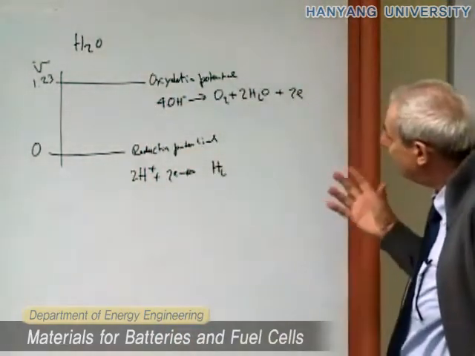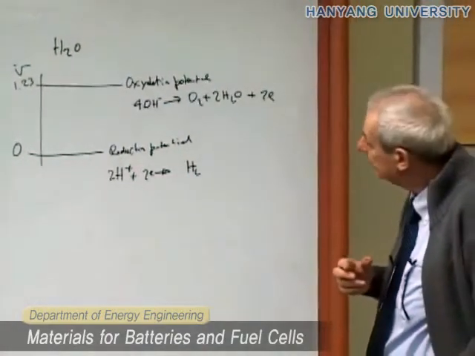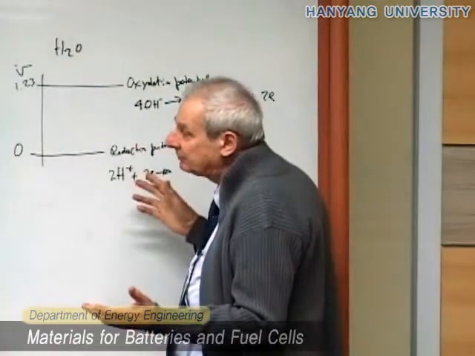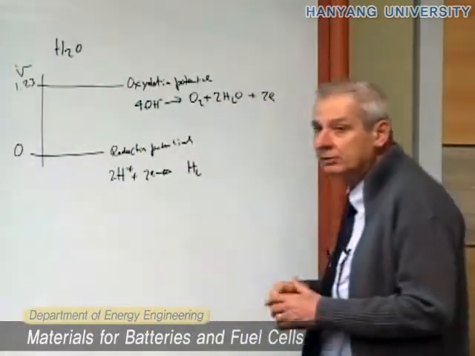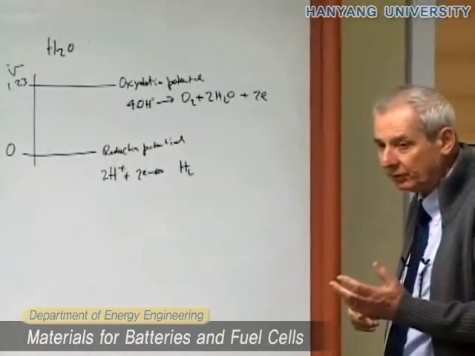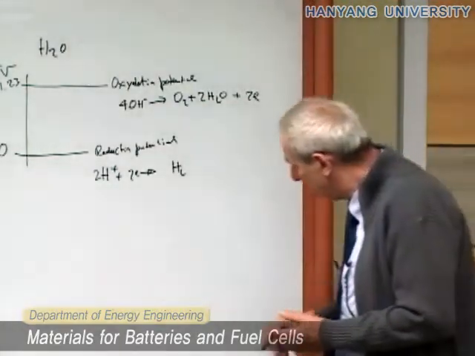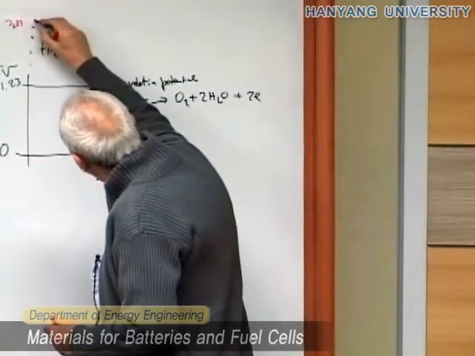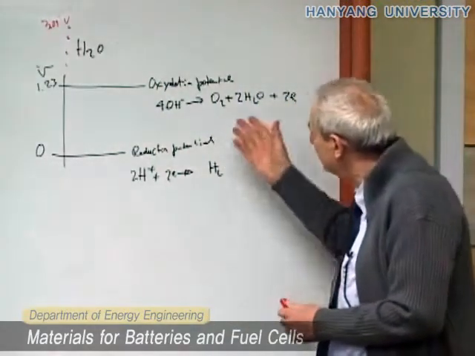What does that mean? That means that if we have an electrode couple which operates between 0 and 1.23 volts, then water can be used. But if we have an electrode couple which operates above or below this interval, water cannot be used. In fact, as I told you before, if we try to use lithium in contact with water, since lithium has a voltage of 3.01 up here, they immediately react with water, forming hydrogen and oxygen.